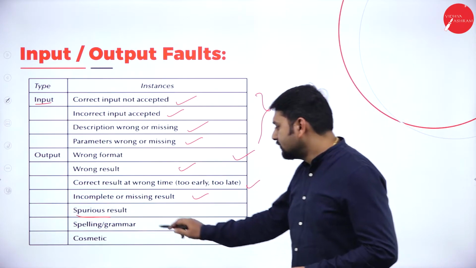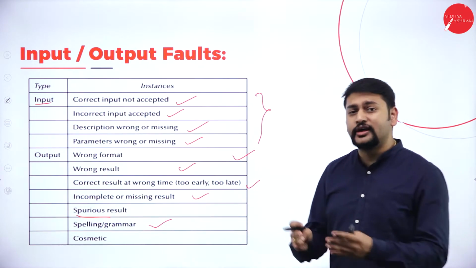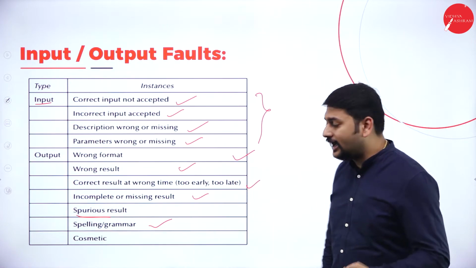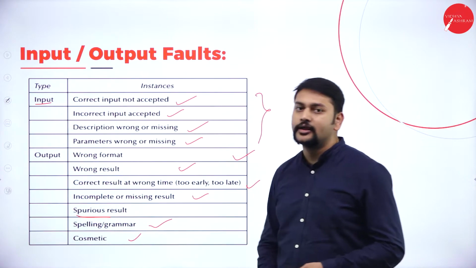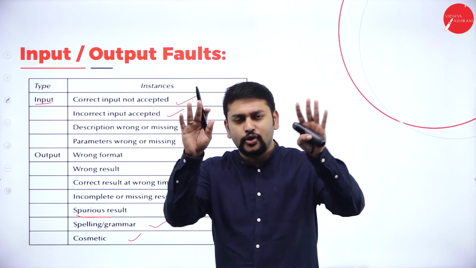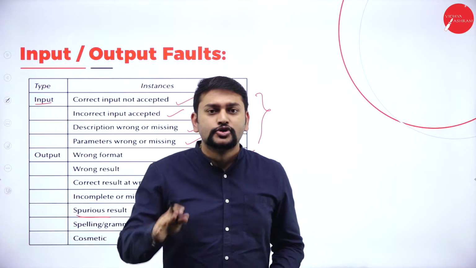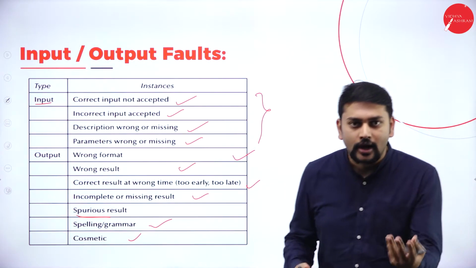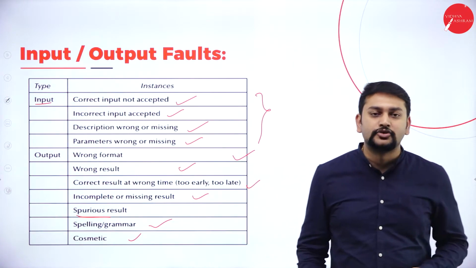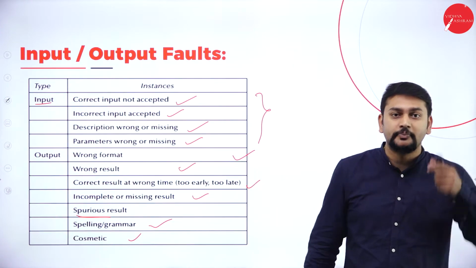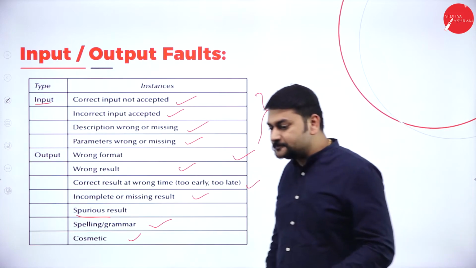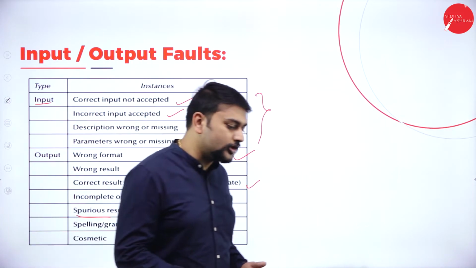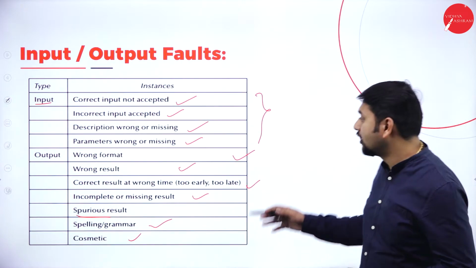So fine. Then the next one is spelling or grammar mistakes, whatever you are getting in the output. So that could be one of the faults. And the last one that we have is cosmetic. Cosmetic in the sense of how exactly you have formatted, so the visibility or the representation of the output. There could be a mistake in that. So that is what I will call cosmetic, the appearance. All right. So that is one of the last faults that I have with respect to the output.